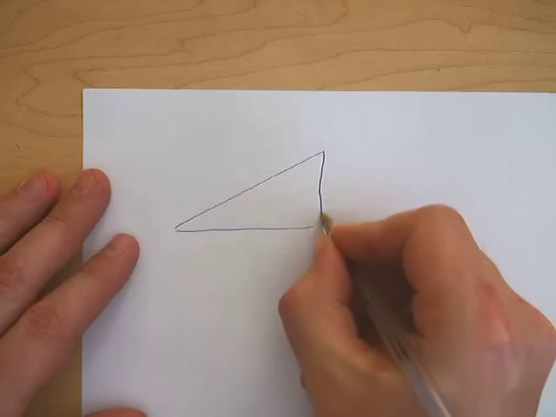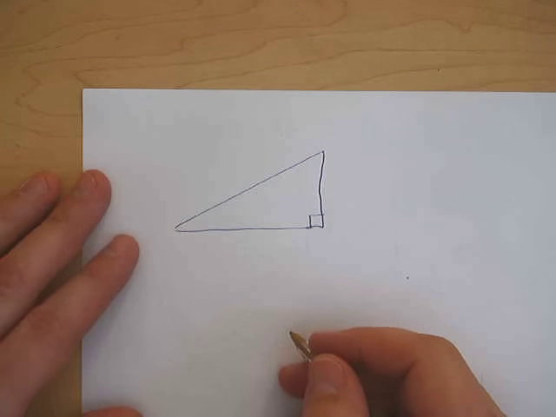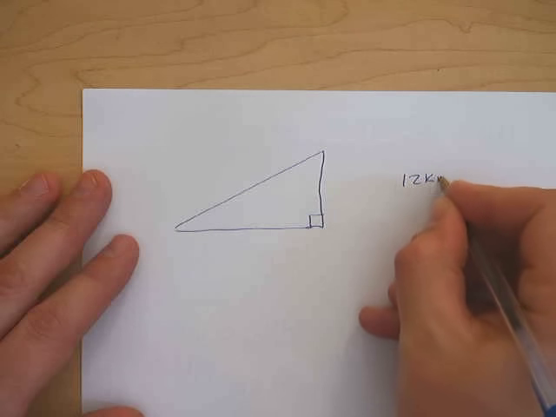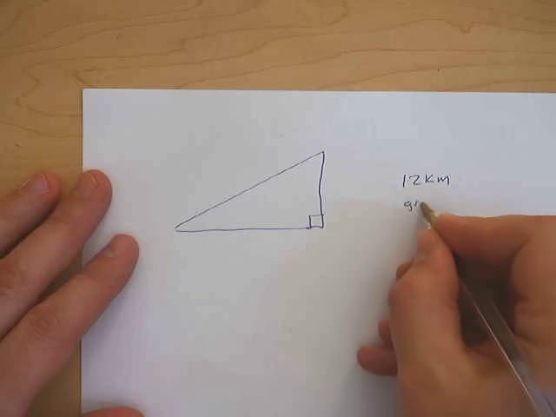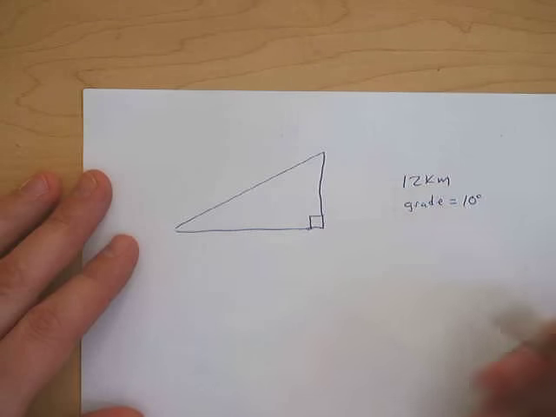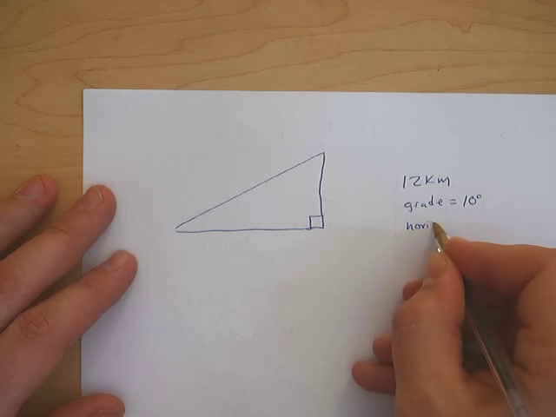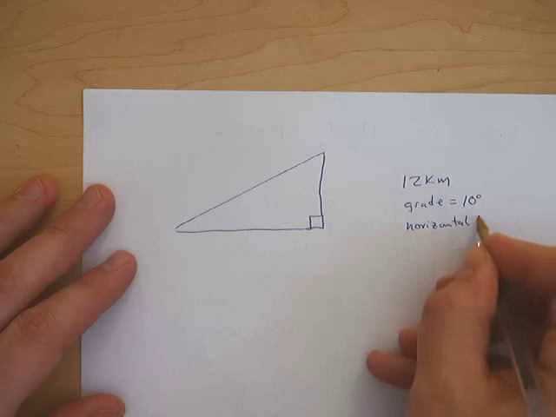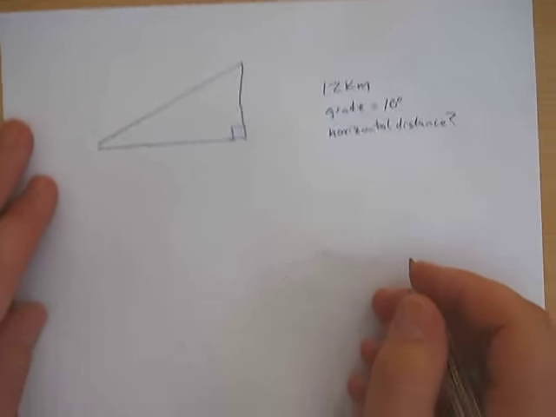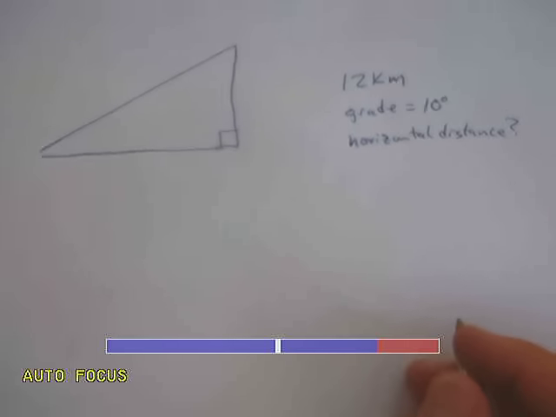So let's try one. Let's say you're driving up a hill. This is like one of the problems on our sheets we did previously. We're driving up a hill. Let's say the hill is 12 kilometers and the grade is 10 degrees. What's the horizontal distance? Horizontal distance. That's what we want to know.